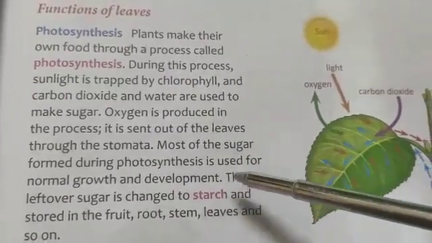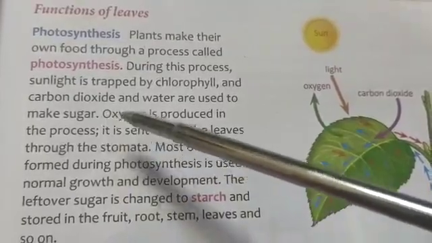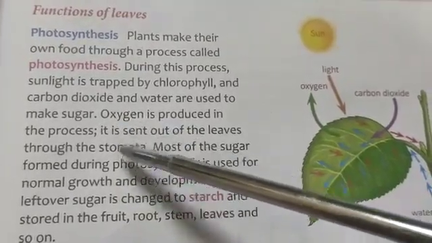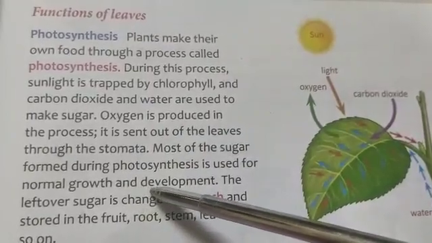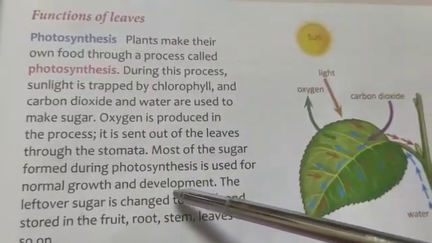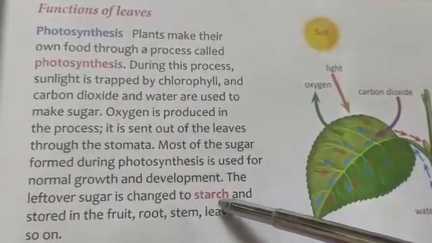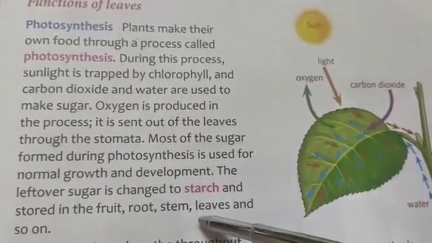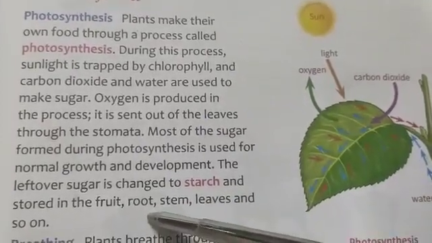So, the food that is made by the plant is called sugar. Along with sugar, oxygen is also produced. The food is used by the plant for its own growth and development, and whatever food is not used by the plant is changed into starch and is stored in the fruit, root, stem, leaves and so on. We eat those parts of the plant.